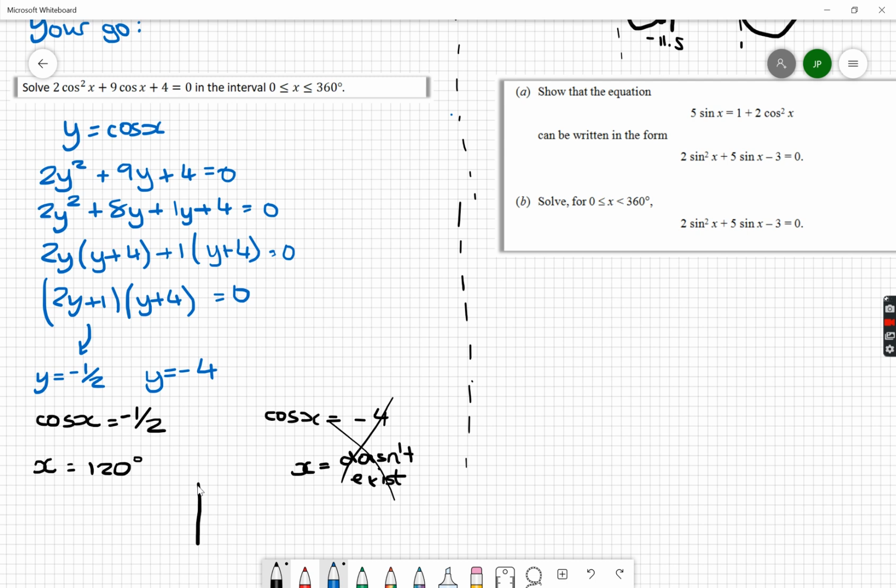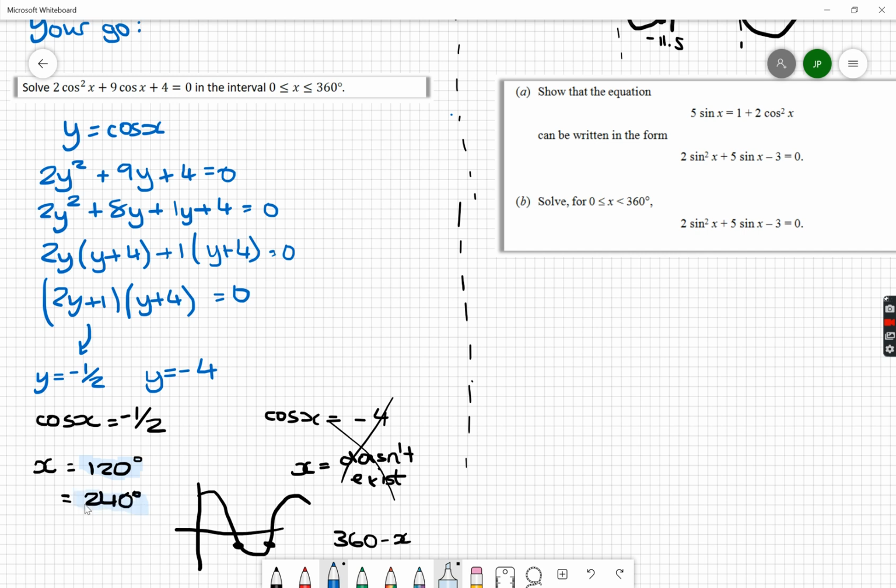So we've just got to think about our repeated value. We're only working between 0 and 360, so we think about cos. First value in here is at 120. We know we repeat at 360 minus x. So 360 minus my 120, my second value should be at 240. And they will be my two solutions.